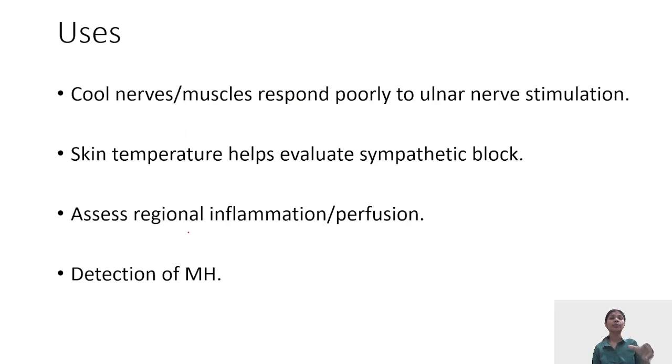Other than the temperature monitoring, where the patient goes hypothermic or hyperthermic, is there anything else that this temperature change can bring to the body, especially under anesthesia? If you remember, there is one more monitoring known as neuromuscular monitoring. Temperature changes actually affect neuromuscular monitoring because our nerves and muscles respond very poorly to stimulation if they are hypothermic. So, cool nerves and muscles respond poorly to your neuromuscular monitoring.